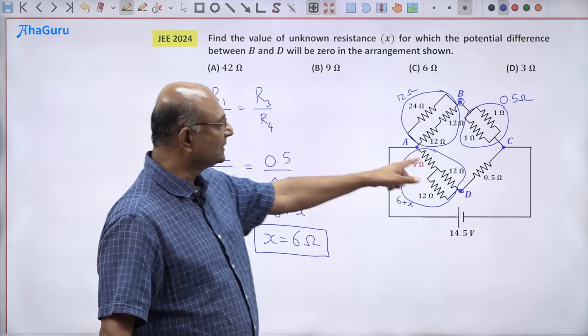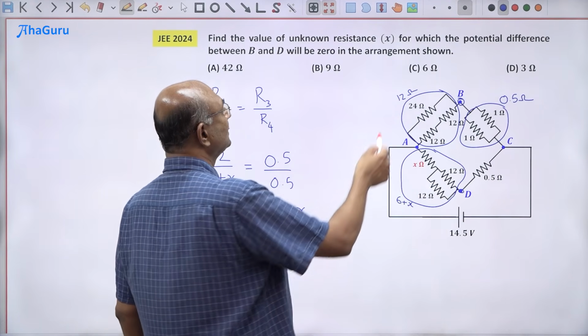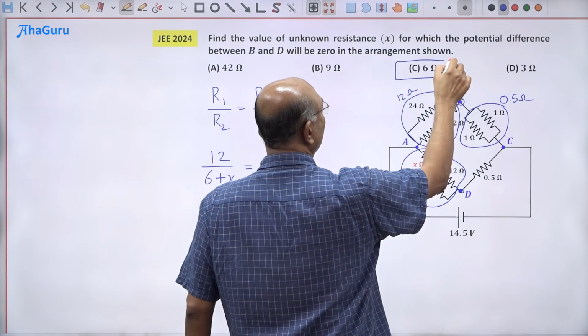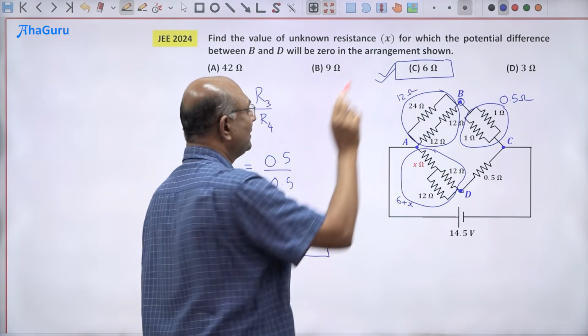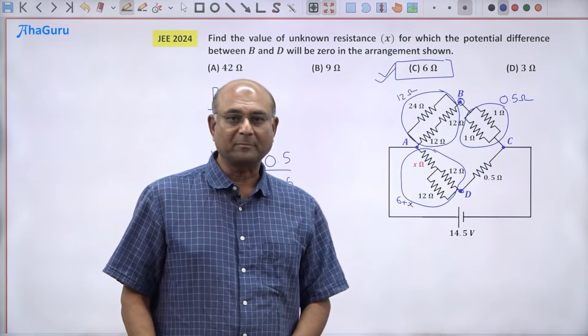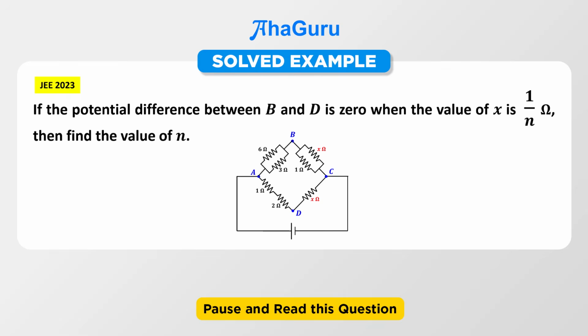So what is the value of this resistance? 6 ohms. So the answer is option C. So what is the value of X? The unknown resistance, it must be 6 ohms.